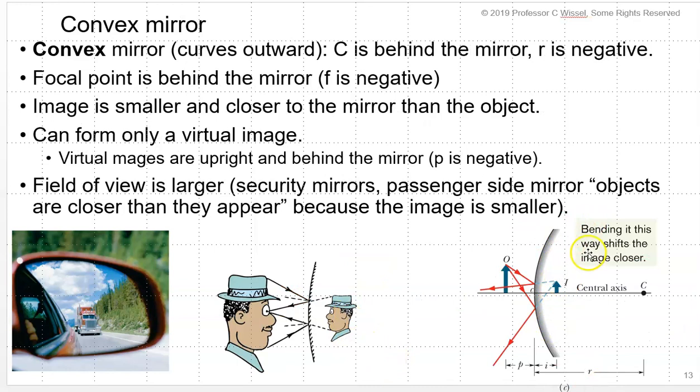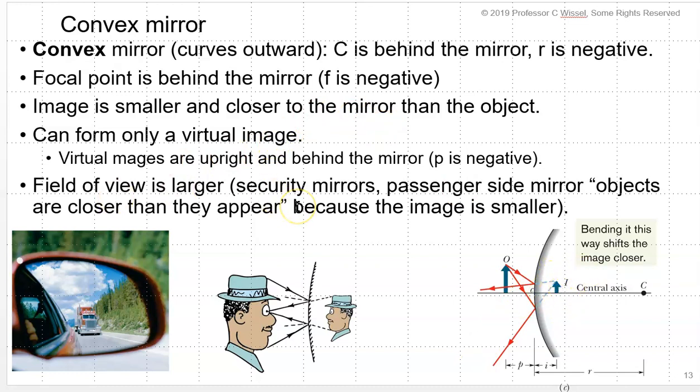Now, a convex mirror curves outward as you look at it. It's sort of like the back side of the spoon. The side you can't eat off of. C will then be behind the mirror. R is then negative. The focal point will be behind the mirror, so F is also negative. The image is smaller and closer to the mirror than the object. It will only form a virtual image, upright and behind the mirror, so P is negative.